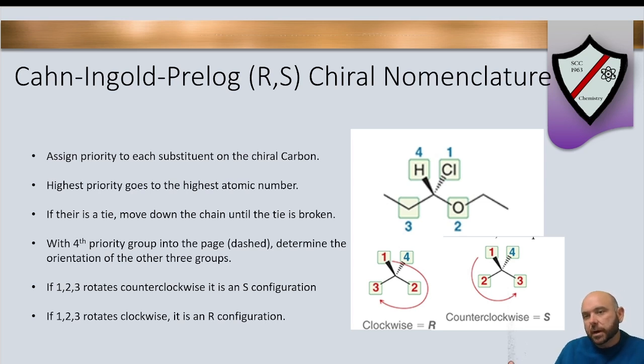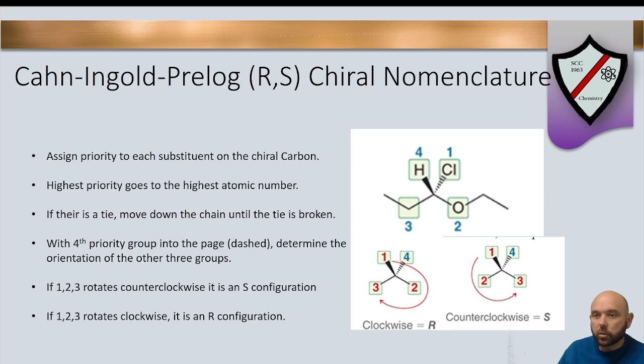So now we can talk about how we designate chirality with our naming system in chemical nomenclature. To do so, we use something called the Cahn-Ingold-Prelog system, or perhaps the R and S system for chiral nomenclature. To use the Cahn-Ingold-Prelog system, we have to learn to assign priority to each substituent on the chiral carbon. We assign priority highest to lowest, 1, 2, 3, and 4. The highest priority is 1 down to the lowest priority of 4.